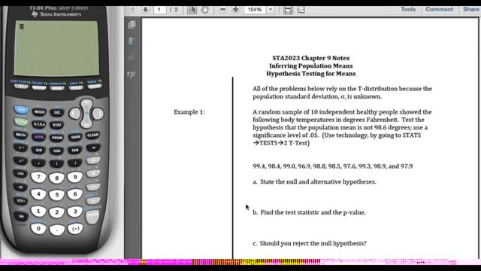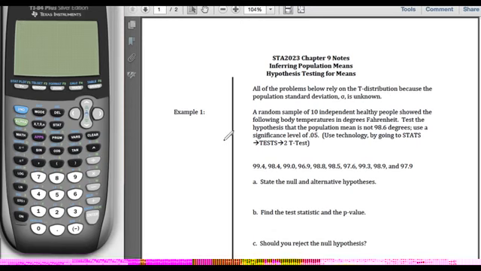In this last video for Chapter 9, we're going to go through some hypothesis tests for means. And once again, just like in all of our problems, we're going to rely upon the t-distribution because the population standard deviation sigma is unknown. As well, we're not going to meet the central limit theorem. We're not going to have a large enough sample size. So we'll use the t-distribution.